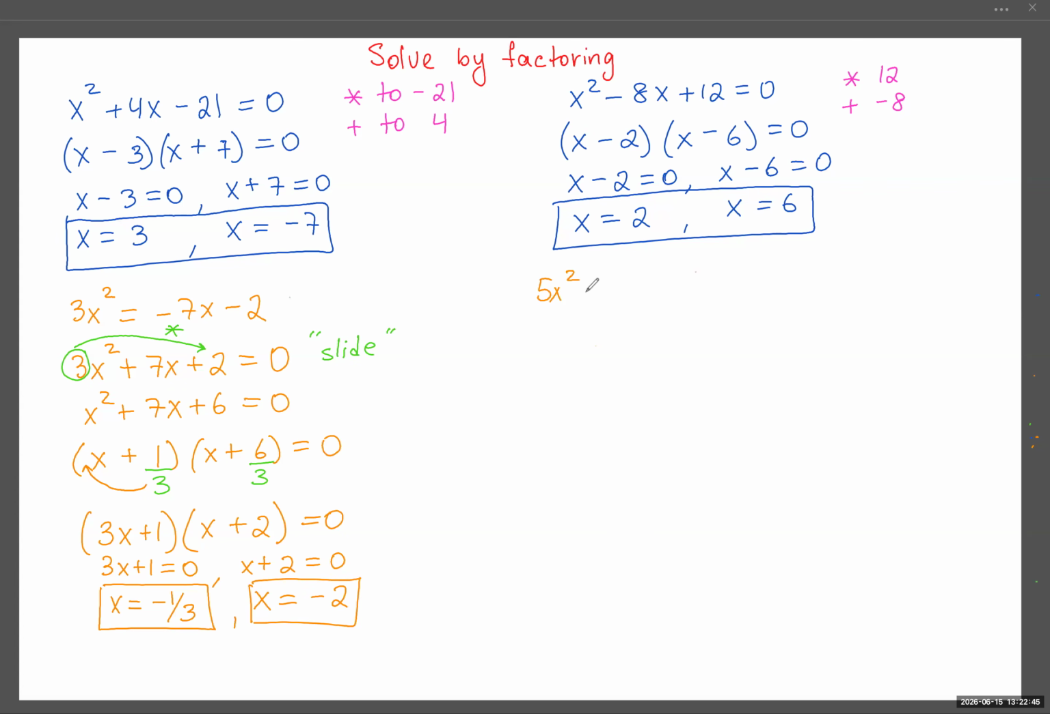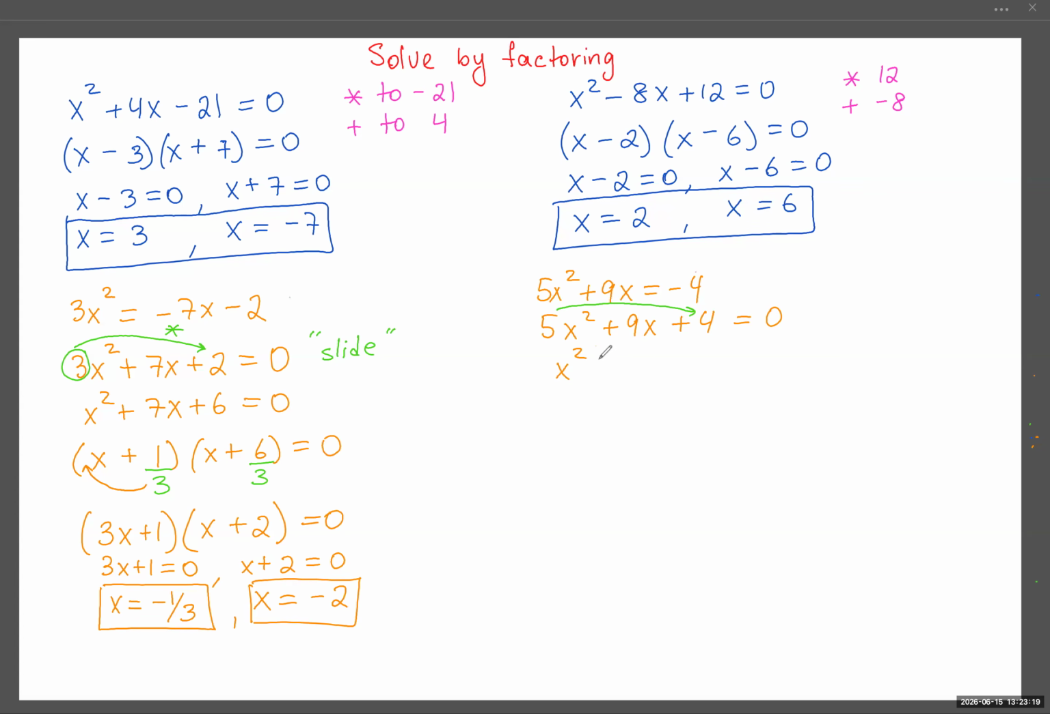5x squared plus 9x equals negative 4. So once again, we have to have a 0 on the right-hand side. So we'll go ahead and put the negative 4 on the left. It will become positive when it switches sides of the equal sign. So now I have 0 on the right-hand side. I am still going to use a slide and divide technique. I prefer that one to factoring by grouping.